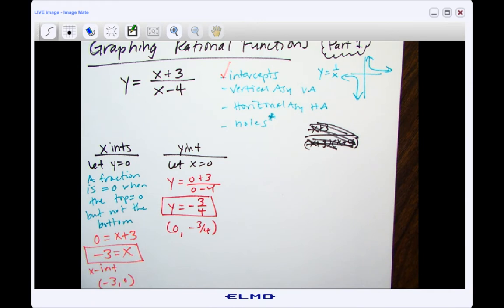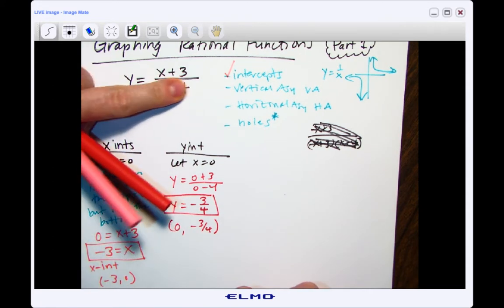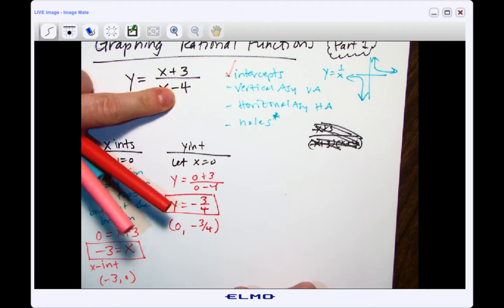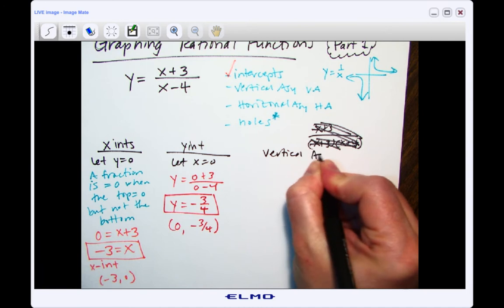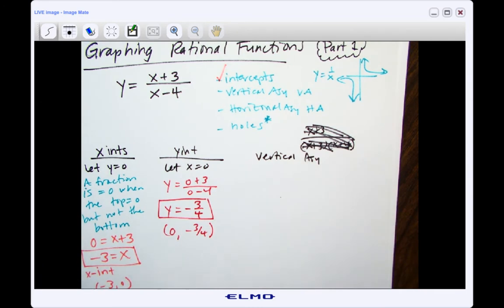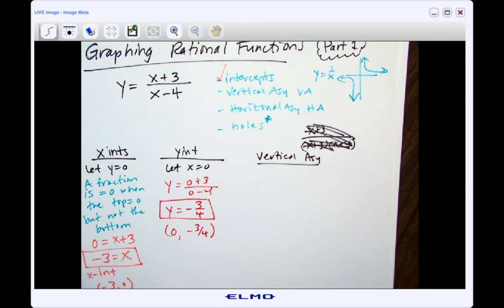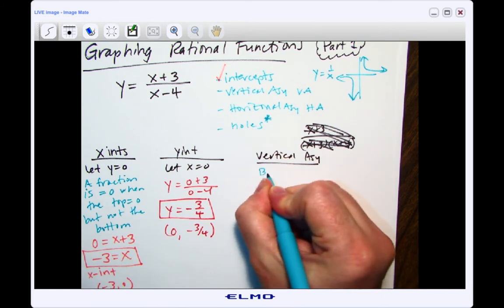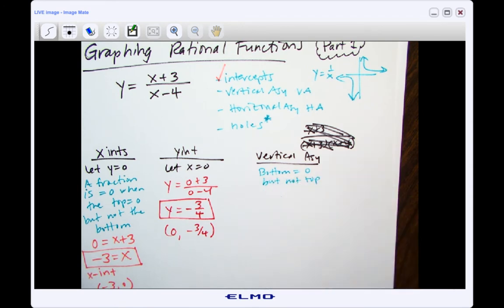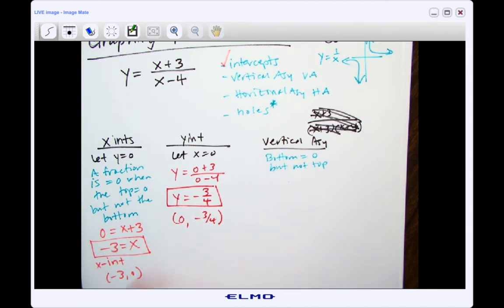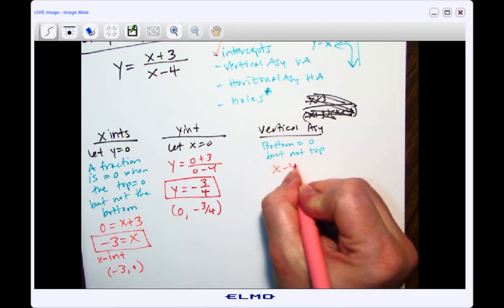The next thing I'm going to do is my vertical asymptotes. Now the cool thing is vertical asymptotes are kind of like finding x-intercepts, but you're doing it with the bottom, right? You're just trying to find out what makes this bottom piece equal to 0. So for my vertical asymptotes to happen, we want the bottom to be equal to 0, but not the top. We already said that the same number will not make the bottom and the top equal to 0 at the same time. So really all I'm going to do here is set the bottom equal to 0.